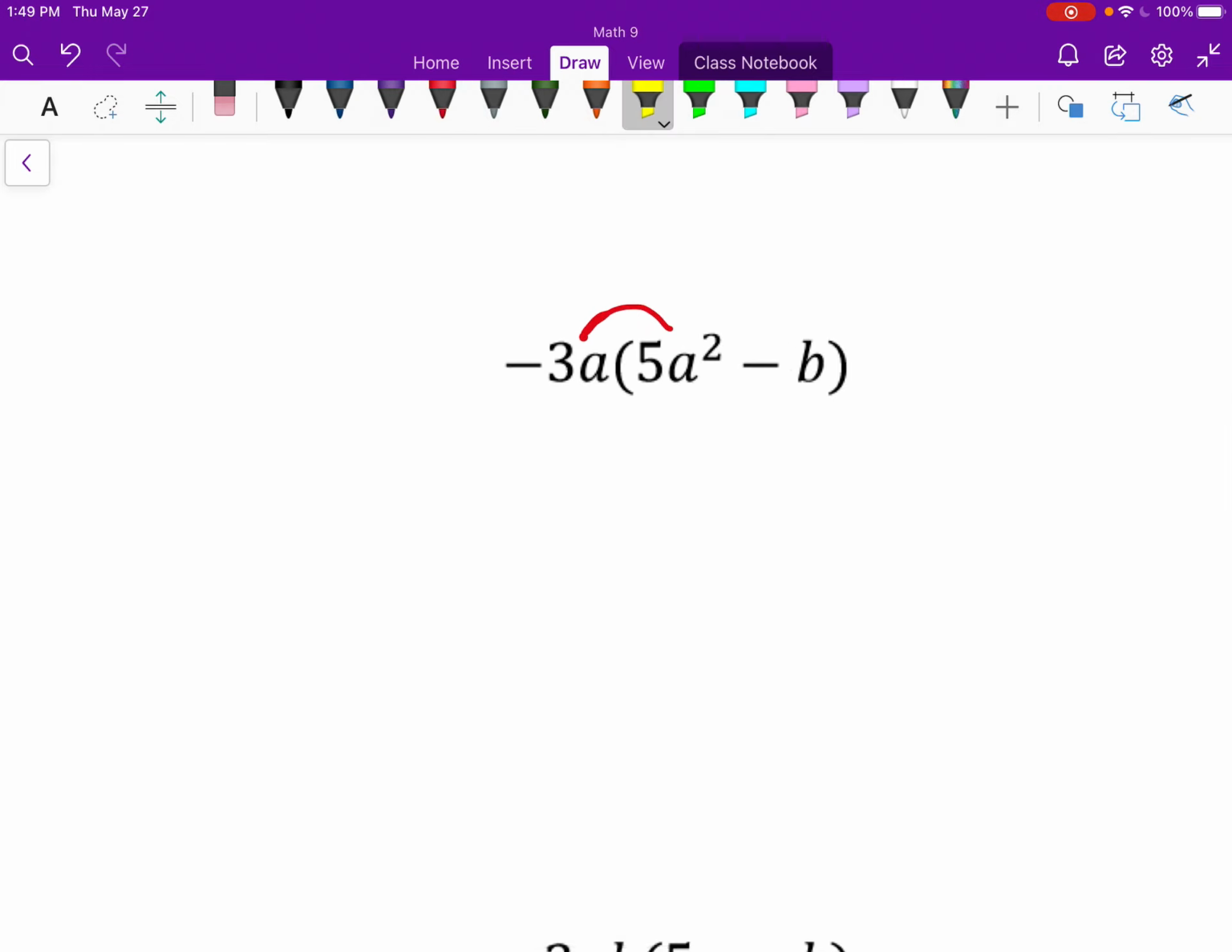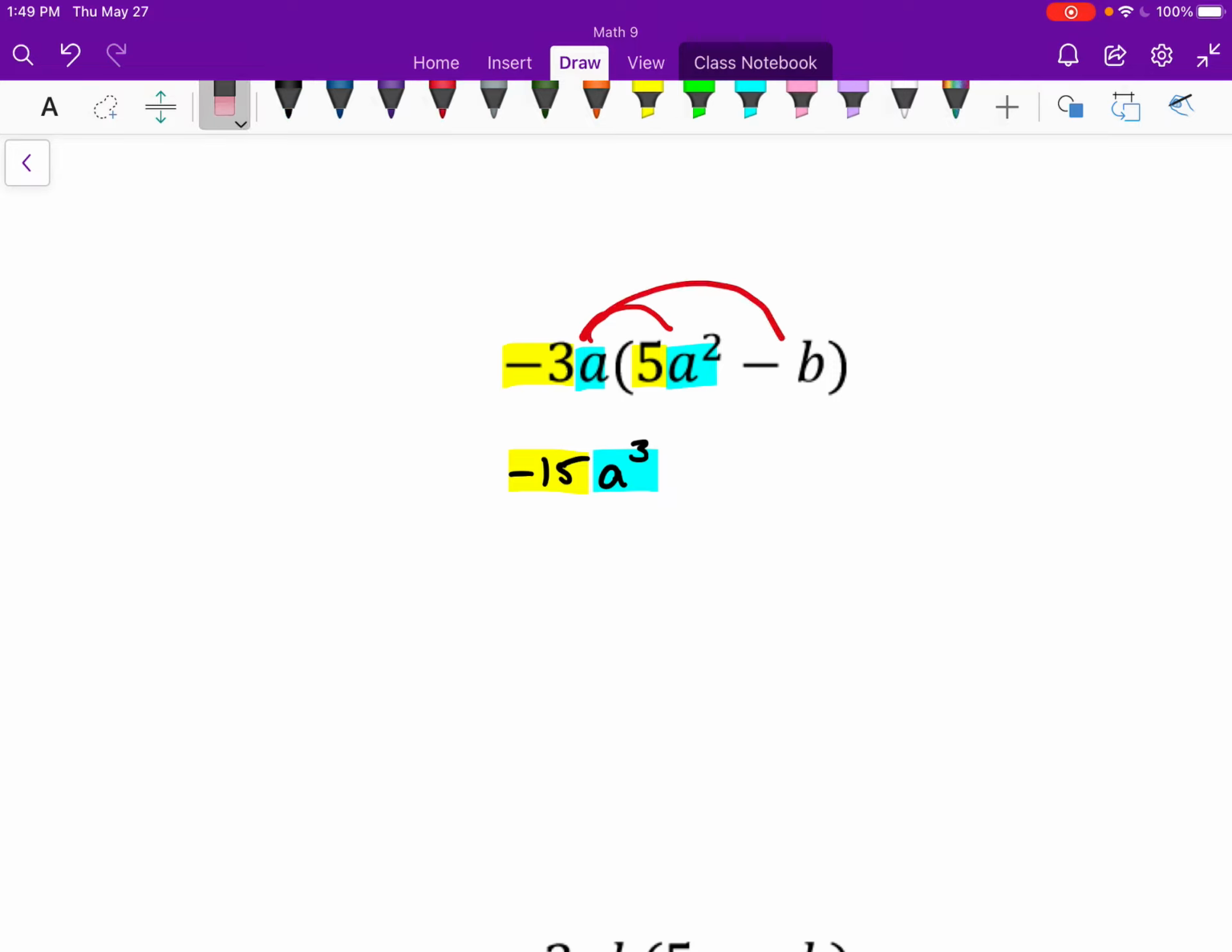And so for this, I would, as we've done before, multiply my coefficients together first. Negative 3 times 5 is negative 15. And then multiply my variables. A times a squared, as we've seen from previous lessons, is a to the power of 3, or a cubed. There's my first step done.